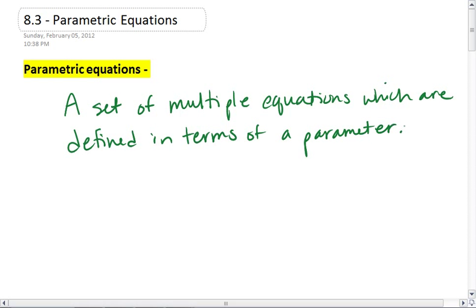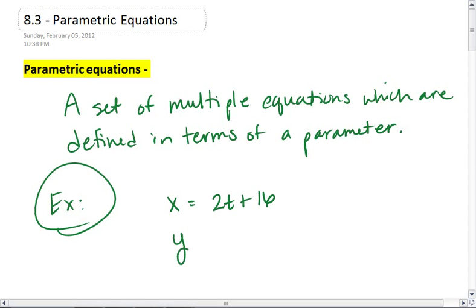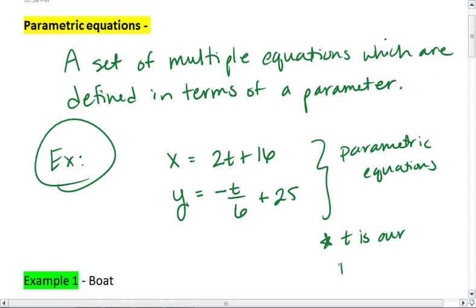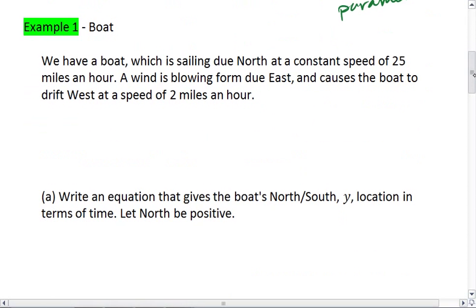For example, we're used to dealing with x in terms of y, or y in terms of x equations. But in this section, we're going to see equations such as x equals 2t plus 16 and y equals negative t over 6 plus 25, where these together are our parametric equations, and t is our parameter. Well, let's look at an example that will hopefully help this make sense.